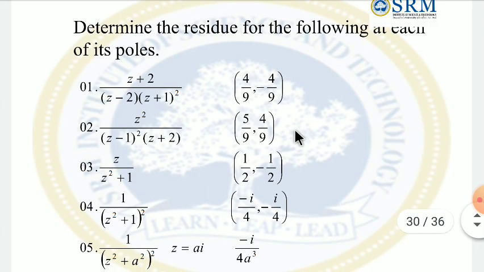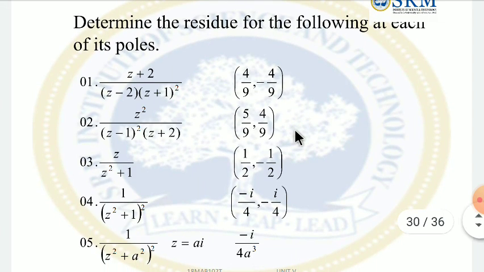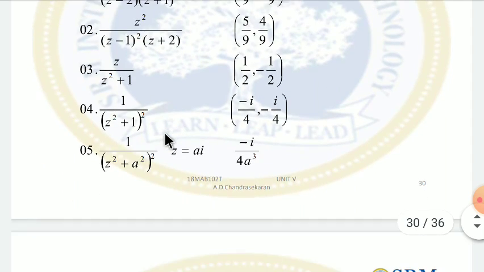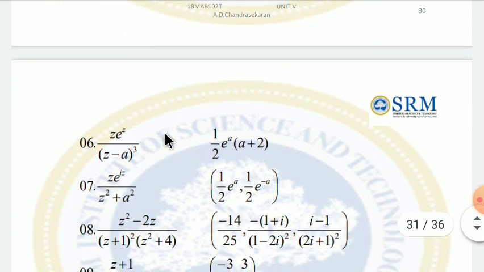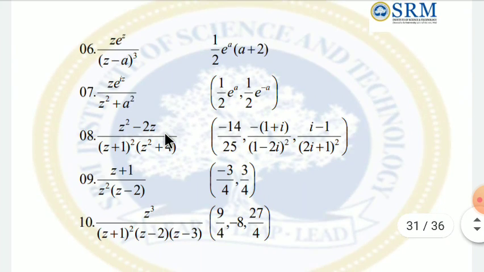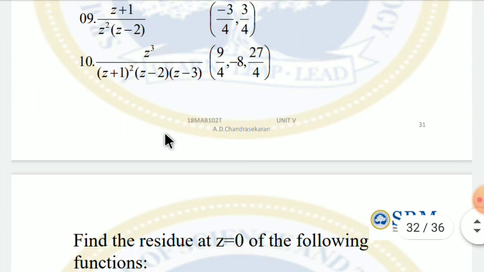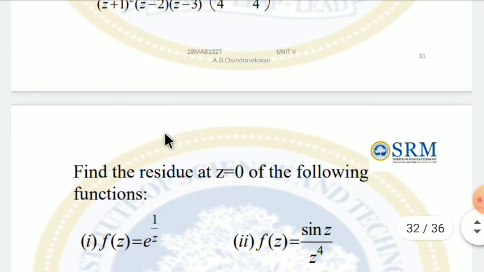So these are some problems for your practice. z squared by (z minus 1) whole squared into (z plus 2). So what are the poles? 1 of order 2 and minus 2 of order 1. Got it? So let us see the answers. There are many problems listed here. Clear?